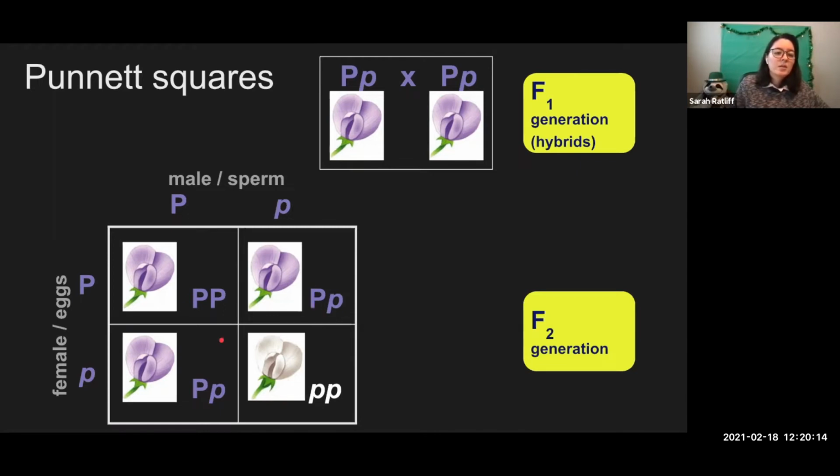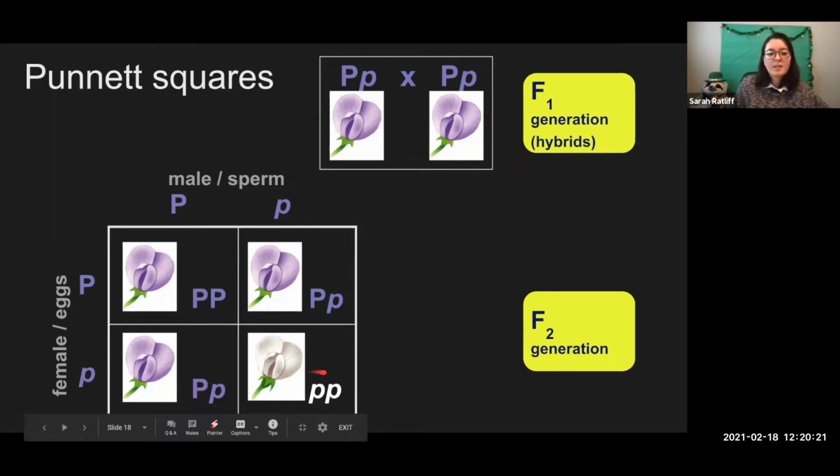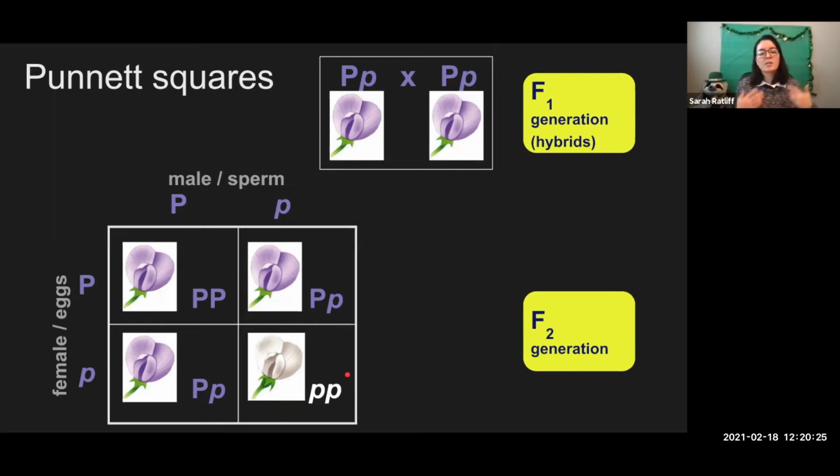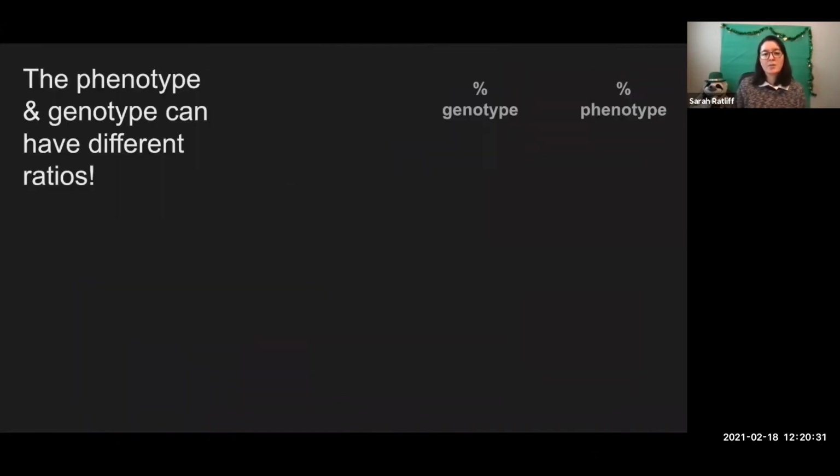Moving down to the bottom left, big P from the male, little p from the female, heterozygous again. And lastly, oh look, we get a little p from the male and a little p from the female, giving us our recessive white phenotype. This is how our white seems to reappear or skip that generation.